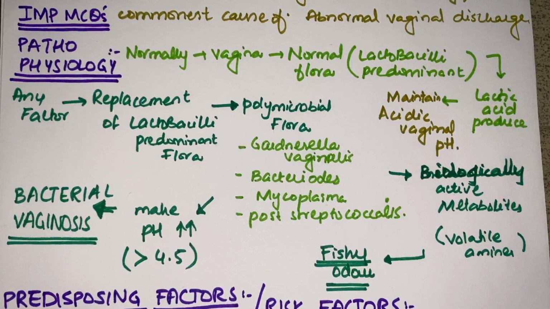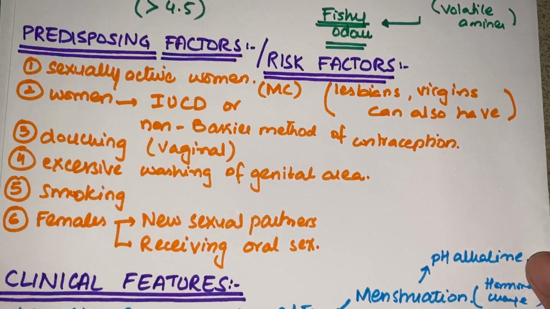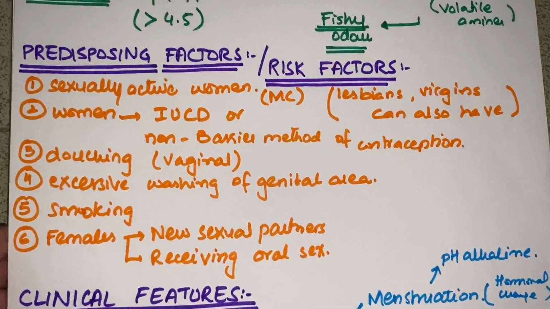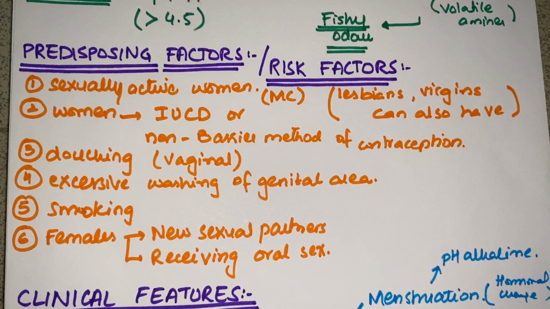Moving on to the predisposing factors. First of all, it is a sexually transmitted disease. The most common factor is being a sexually active woman, but it is not compulsory. It can occur in lesbians or in virgin females too. Moving on, women who use intrauterine contraceptive devices, IUCDs, or other non-barrier methods of contraception are at risk of developing this disease. Then excessive washing of the vagina, like vaginal douching.